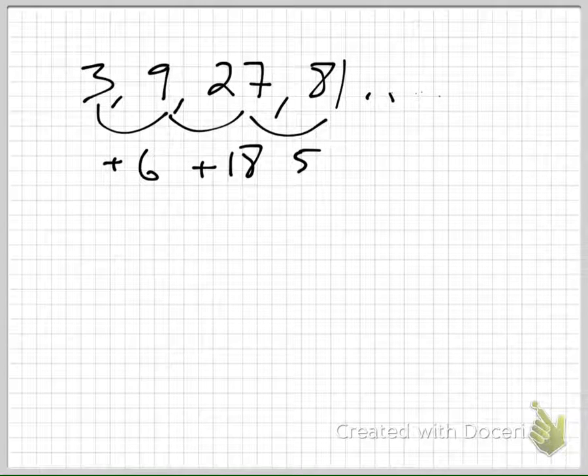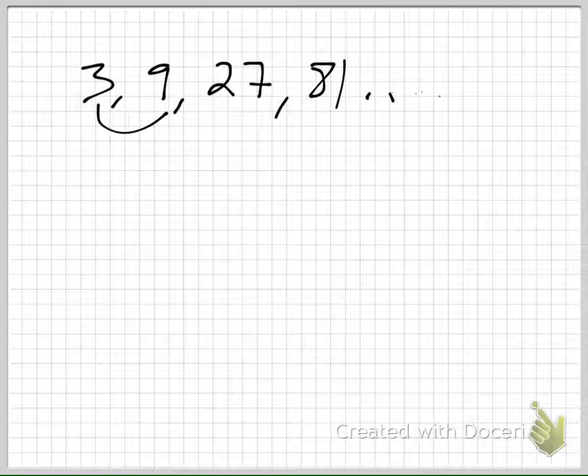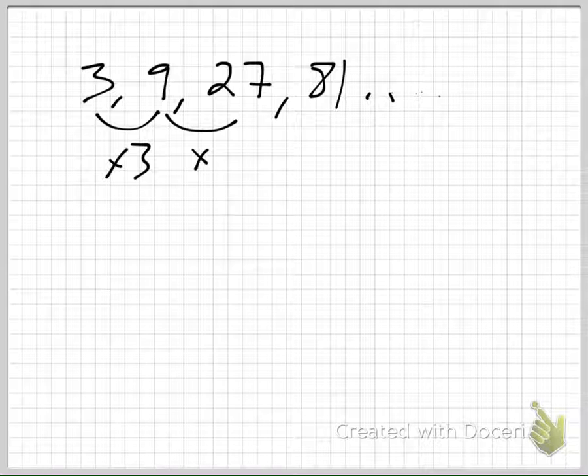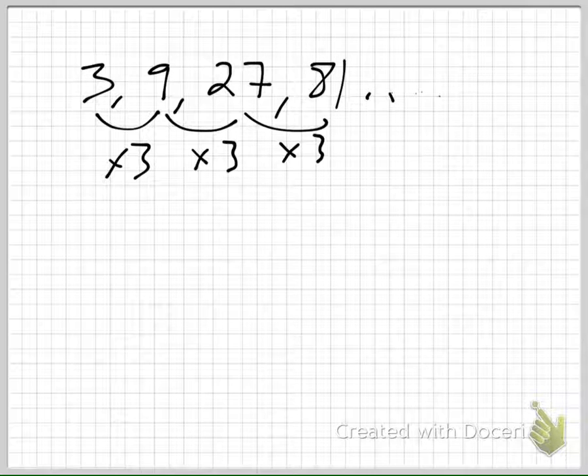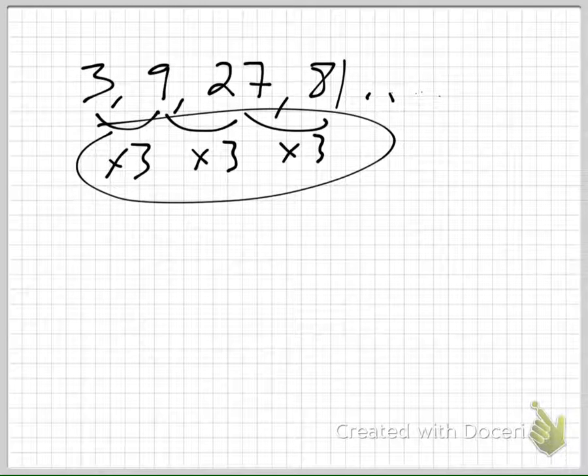In fact, in this situation, can you tell me what's happened here? It's been multiplied by 3, right? This is times 3, times 3, times 3. Is that consistent? Is it the same thing across the board? Yes, it is consistent. And since it's a consistent multiplication, that is called geometric. So this is something you have to memorize. Arithmetic, you're talking about addition. Geometric, you're talking about multiplication.